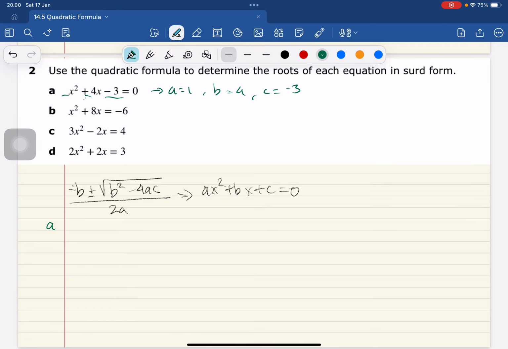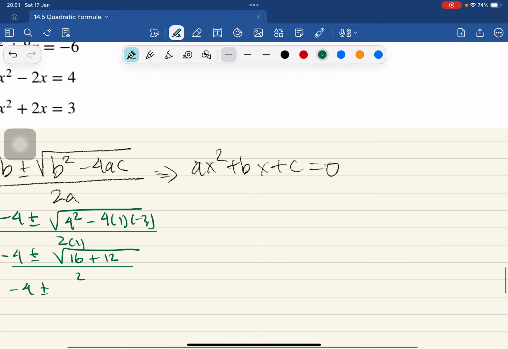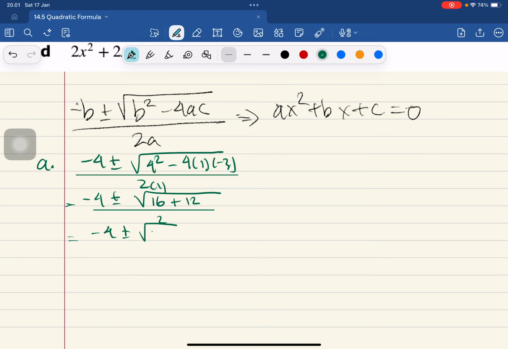So for equation a, minus 4 plus or minus the square root of b, which is 4 squared, minus 4 times a, which is 1, times c, which is minus 3. We divide by 2 times 1, so it's going to be minus 4 plus or minus the square root of 16 plus 12, divided by 2, so the square root of 28, divided by 2.